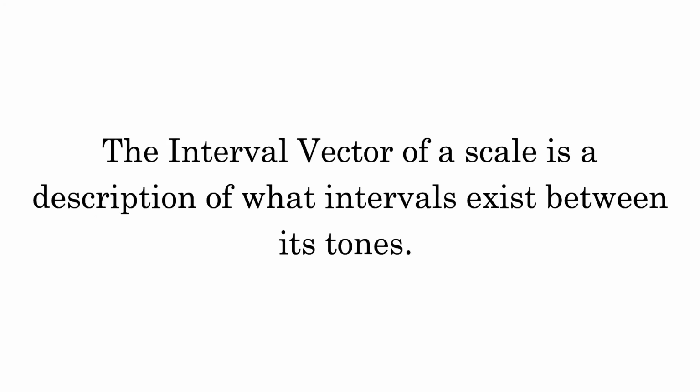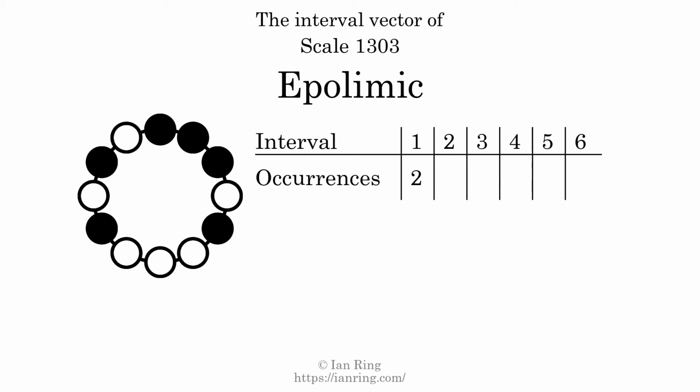The interval vector of a scale is a description of what intervals exist between its tones. There are 2 intervals with the size of 1 semitone. They are here and here. There are 4 intervals with the size of 2 semitones. They are here, here, here, and here. There are 2 intervals with the size of 3 semitones. They are here and here.